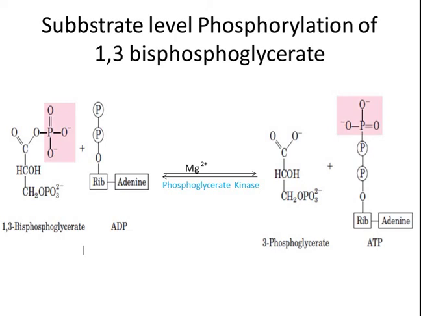1,3-bisphosphoglycerate to ADP. The enzyme phosphoglycerate kinase transfers the high energy phosphoryl group from the carboxyl group of 1,3-bisphosphoglycerate to ADP, forming ATP and 3-phosphoglycerate. Note that phosphoglycerate kinase is named for the reverse reaction in which it transfers a phosphoryl group from ATP to 3-phosphoglycerate. Like all enzymes, it catalyzes the reaction in both directions.